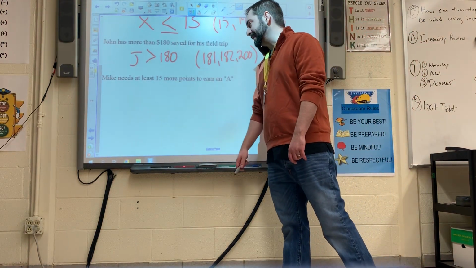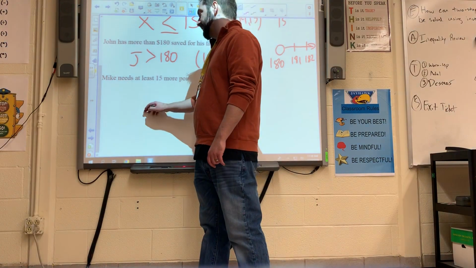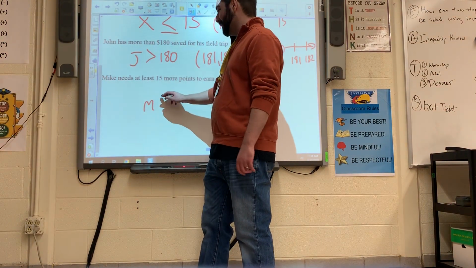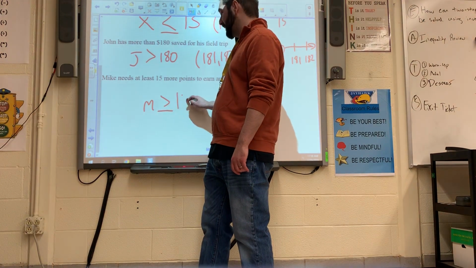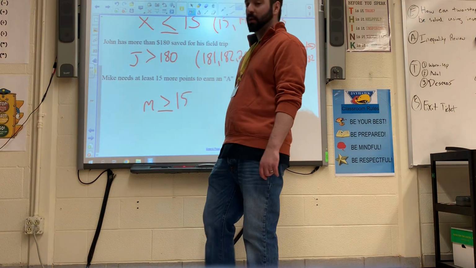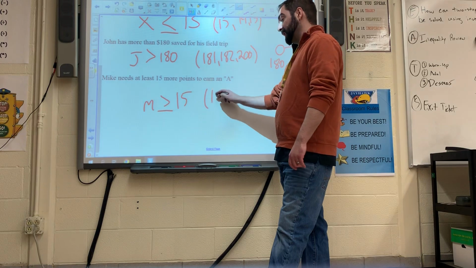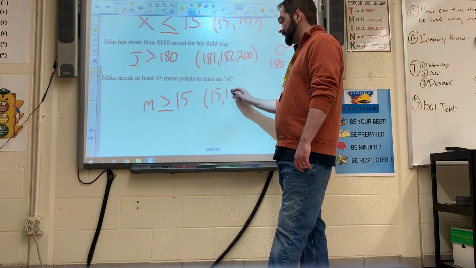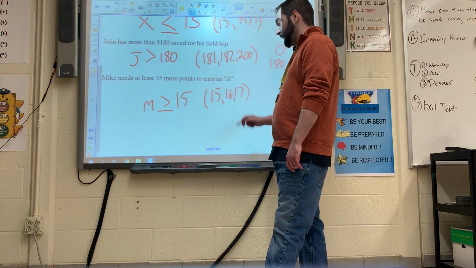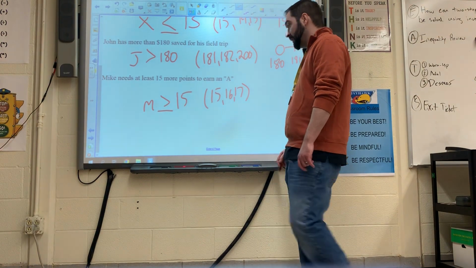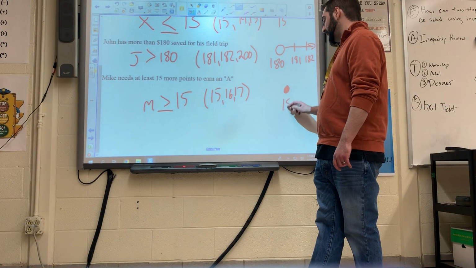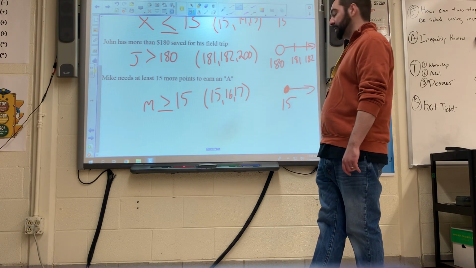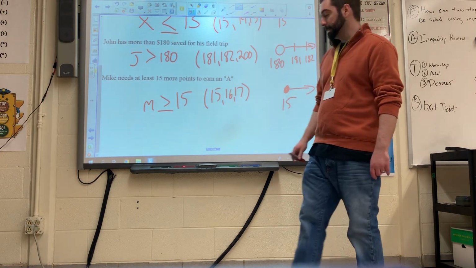Last problem, Mike needs at least 15 points. So Mike needs to get more than 15 points, but it says at least, meaning he could get 15 points. So we're going to say that Mike has to get greater than or equal to 15. Well, he could get 15 to get an A. He could get 16 to get an A. He could get 17. And then again, I'm going to use a closed filled-in dot because it could start at 15. And again, all these numbers are to the right, 16, 17.